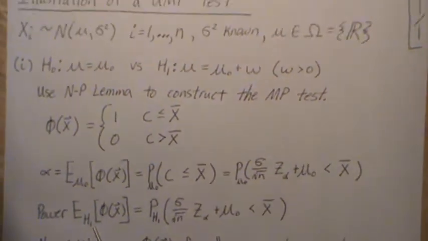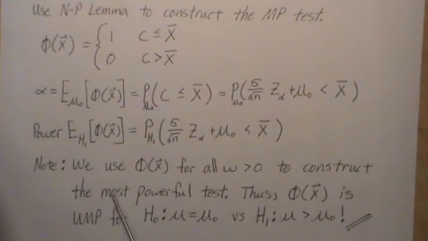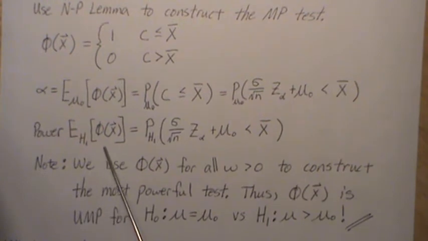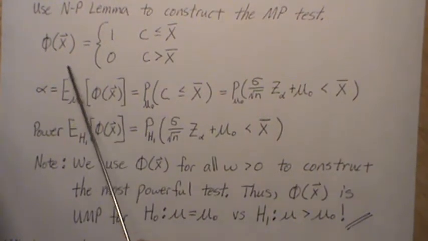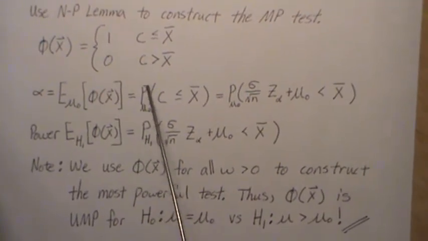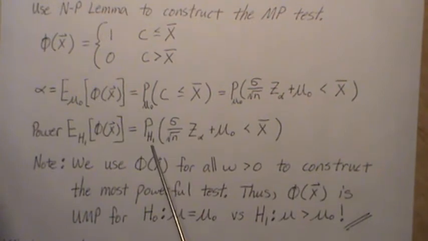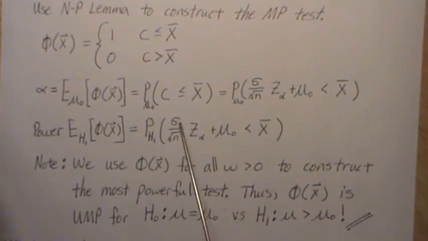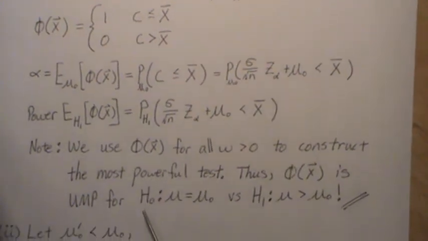Now the power is the expected value of our test function under the alternative region. So that means that the mean is really mu naught plus omega, right? And so assuming the alternative is true, it's the probability, right? So it's still the expected value of this test function, which is this probability, but we're assuming the alternative is true. So it's the probability that our mean is greater than the cutoff value when the alternative is true.